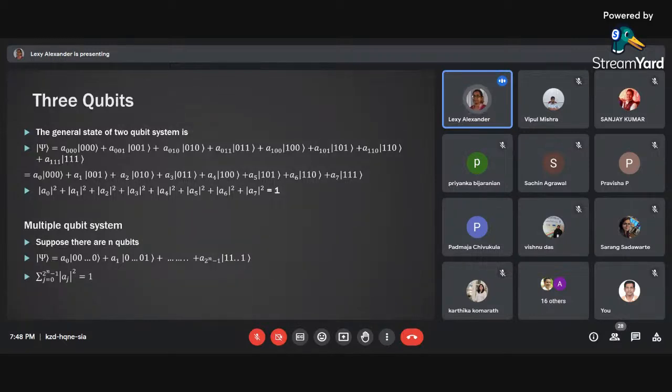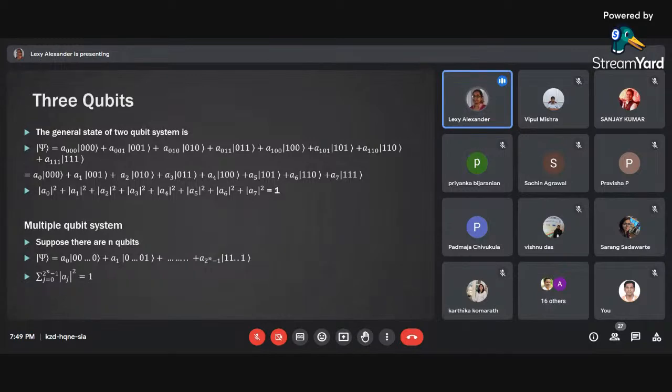Now, if you have a multiple-qubit system, suppose there are n qubits, then in a similar way we get 2 power n different component states: ket 00...0 with n zeros, then n minus 1 zeros and a 1, and so on, up to all n ones. All coefficients are represented as A0, A1, up to A(2 power n minus 1), and the sum of their modulus squares should be equal to 1. So that is what we are saying: if we have n qubits, you can have a linear combination of 2 power n states.